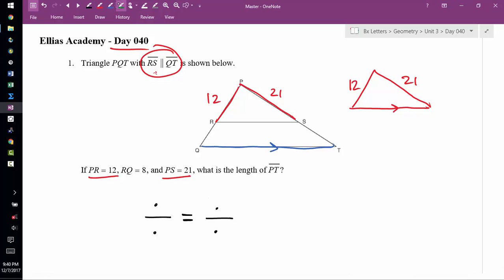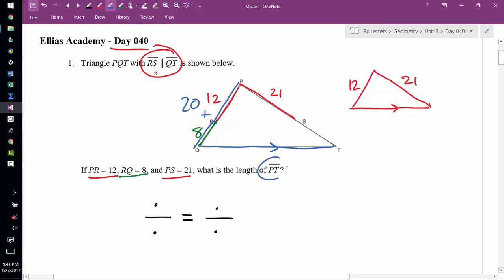They also tell us that RQ, from here to here, this little piece, which noticeably isn't a side. You see how that 12 belonged to a side of a triangle? That RQ is not a side of any triangle. It's a piece of a side. That piece is 8. So if I were to try and figure out this entire blue triangle, I know this entire blue side is the sum of the red piece plus the green piece. So this entire blue side would be 20.